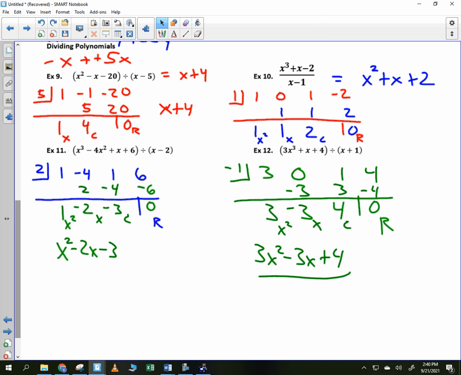Synthetic division, piece of cake, upside down. However, if you would like to do long division instead, you are welcome to. That is your prerogative.